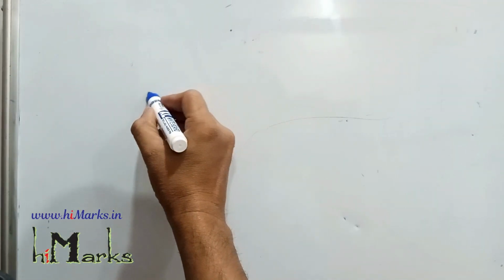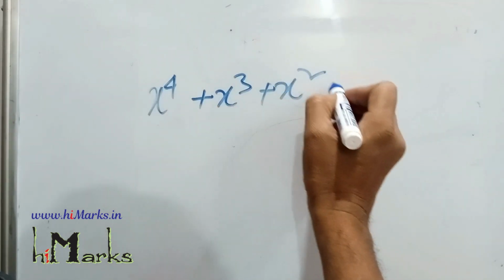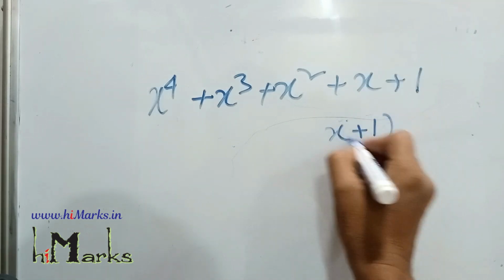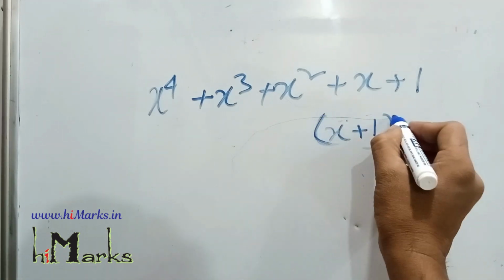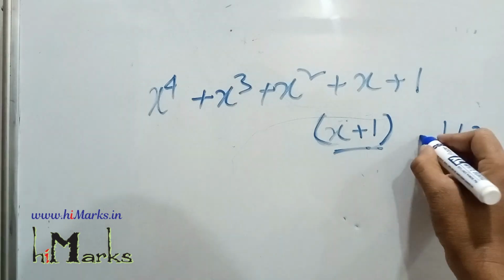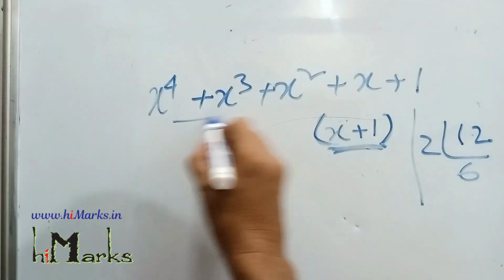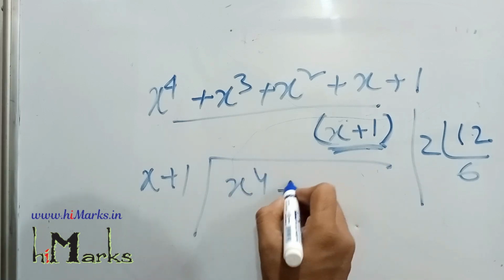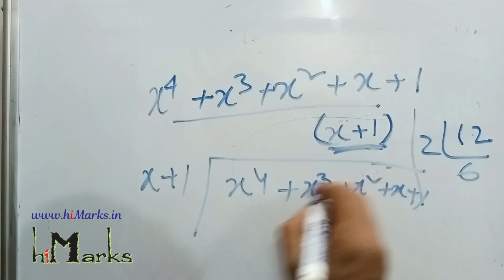Next one is asked as x to the power 4 plus x cube plus x square plus x plus 1. Is x plus 1 a factor of that? So what does it mean? Factor means it is fully divisible. In another way, see for example 12. 2 is a factor means you will get an integer if you divide by that. So x plus 1 is a factor means if you divide by it, you know how to do this kind of division, there will be no remainder.